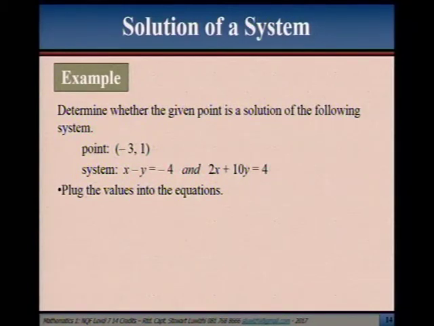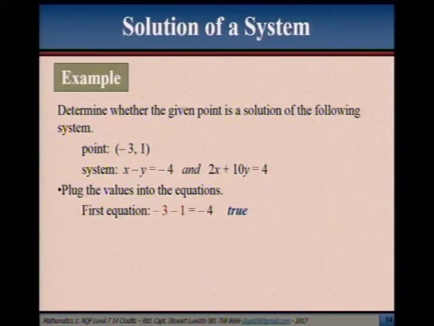For example, we're given here x minus y equals minus 4, and we've got another second equation, 2x plus 10y equals 4. Now, we need to plug in the values. What we're trying to do here is, we have said the point minus 3 stands for x, and 1 stands for y. We would like to substitute these into the equations: wherever there is an x, we're going to put minus 3, and wherever there is a y, we're going to put 1. Then we see whether our two equations will remain true.